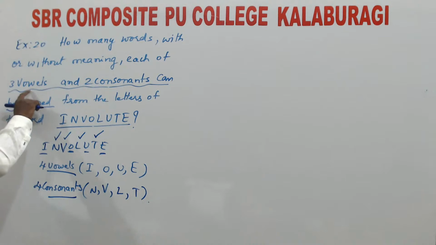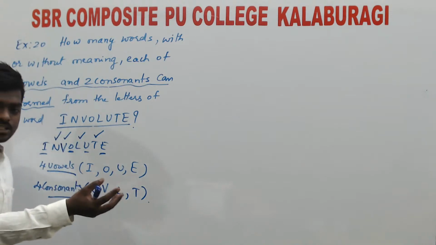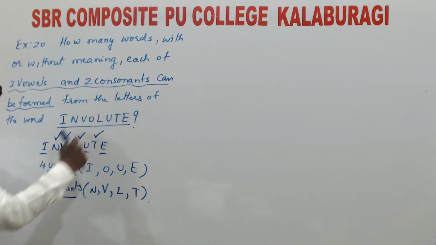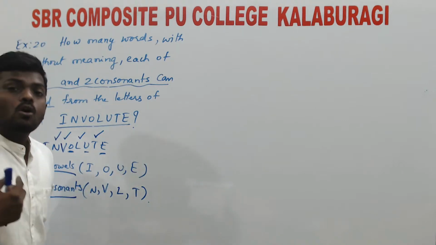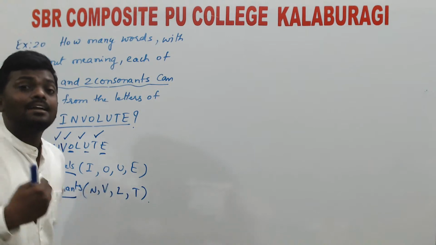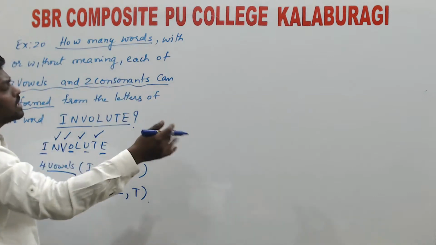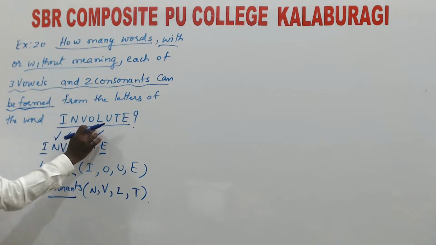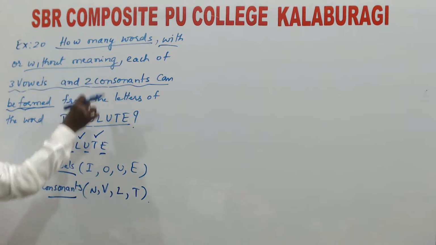Now what they are saying is, you should take only three vowels from these, and you should take two consonants. That means first you have to pick three vowels from four vowels and two consonants from four consonants and arrange them. So here selection is also happening and arrangement is also happening at the end. The question asks how many words with or without meaning you can form from the letters of the word involute, but you have to pick three vowels from them and two consonants.